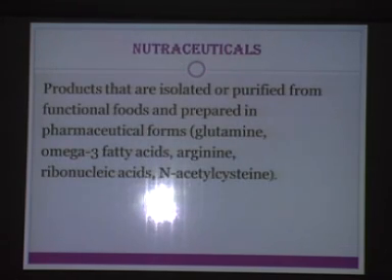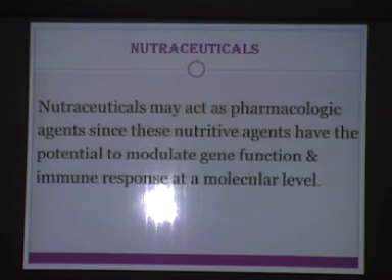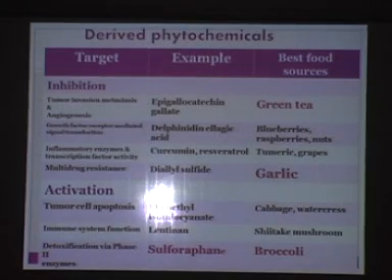The nutraceutical pharmacy industry is working well. The products are isolated and purified from functional food and prepared in pharmaceutical form, like glutamine. A nutraceutical may act as a pharmacokinetic agent, it acts as a nutritive agent, and has the potential to modulate gene function. These are some examples of inhibitions and activations, and we have examples of bioactive compounds within the food source.